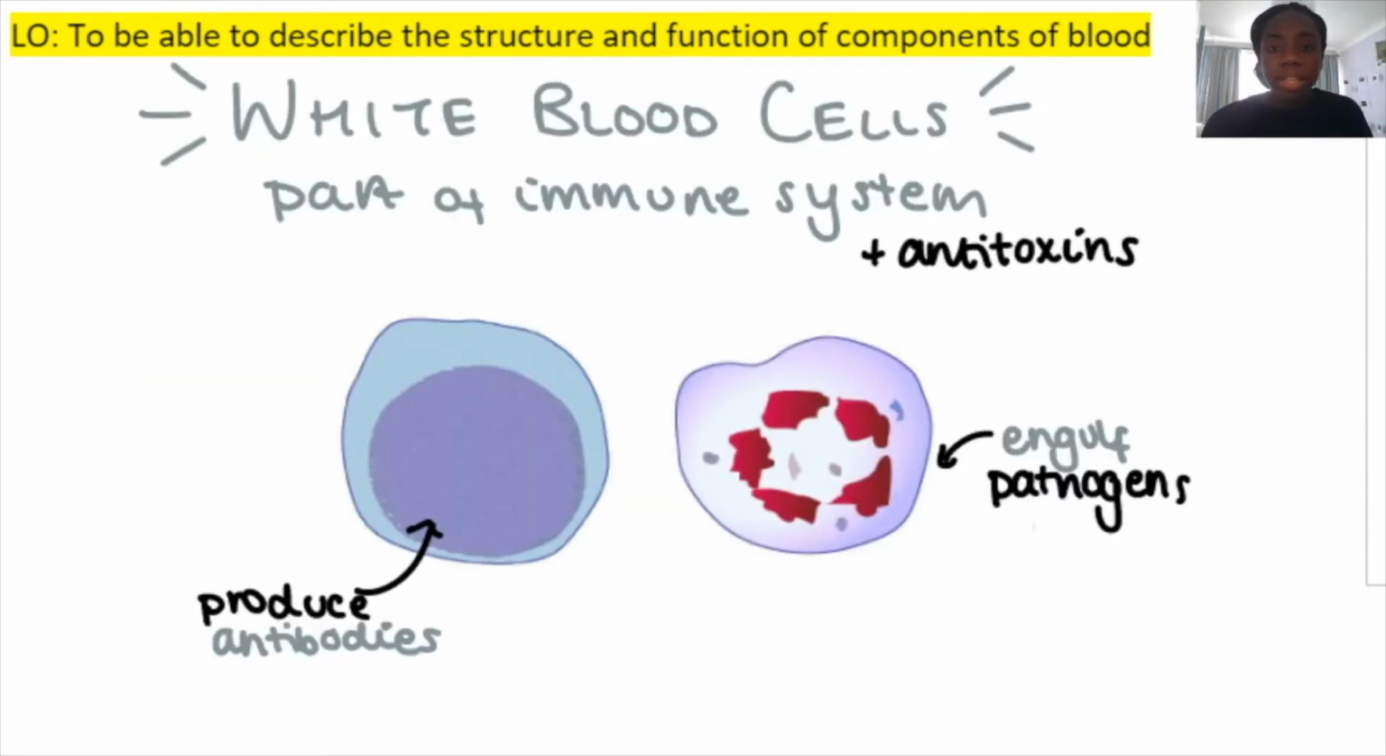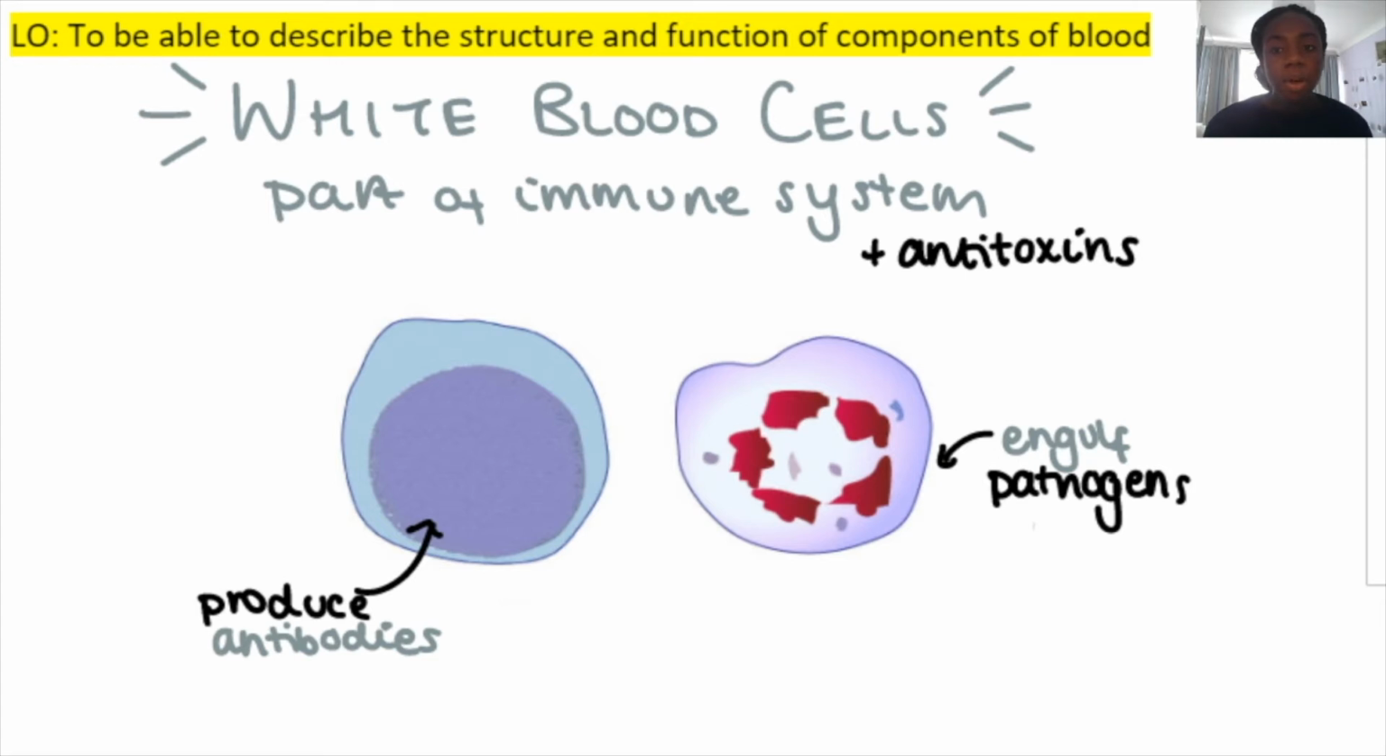The next main cell type of the blood are white blood cells, which form a really major part of the immune system. So there are a couple of types of white blood cells which all have different adaptations, but generally they are larger than red blood cells, they don't have a biconcave shape, and they also possess a nucleus.